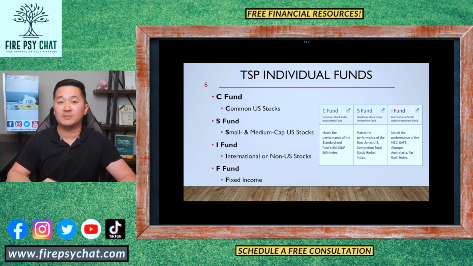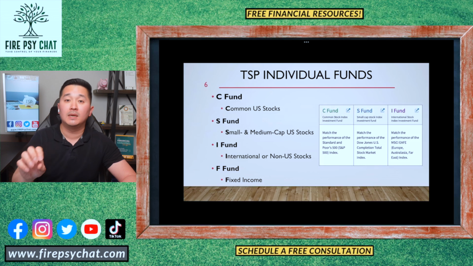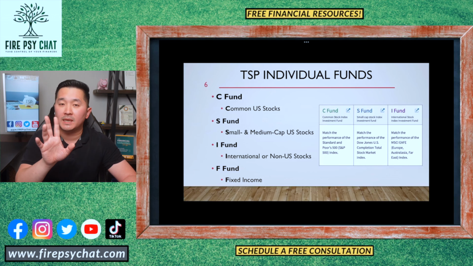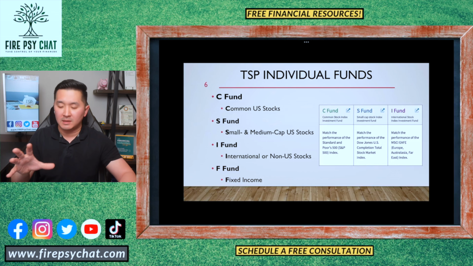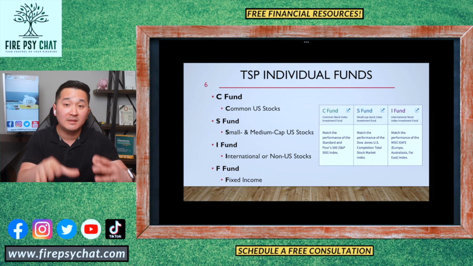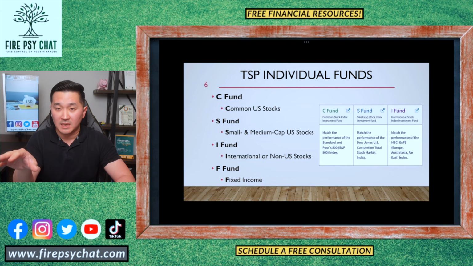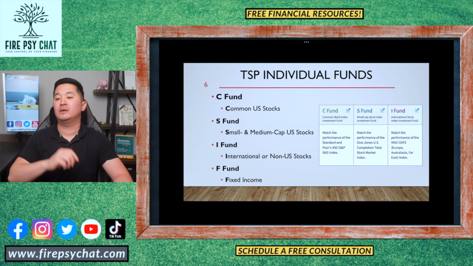And I stands for international stocks outside the US. If you've ever heard of Sony, Louis Vuitton or Toyota, the I fund actually follows the MSCI EAFE index and tracks all of those companies and many more in Europe, Asia, and Australia.